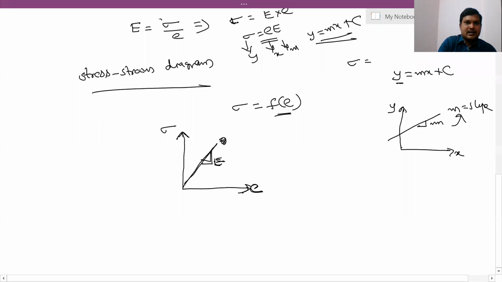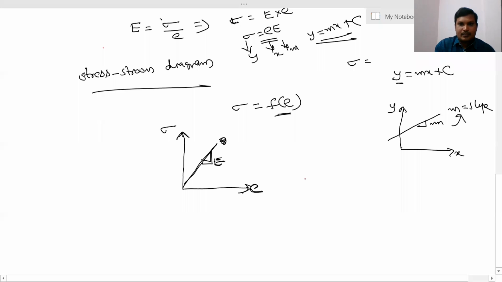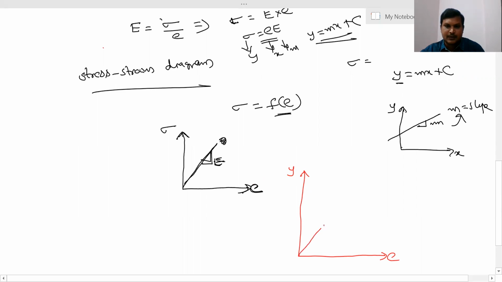Now our actual stress strain diagram will be, according to y is equal to mx plus c, the strain represented on the x-axis and the stress represented on the y-axis. This is our slope, Young's modulus E. This point is called the proportionality limit.